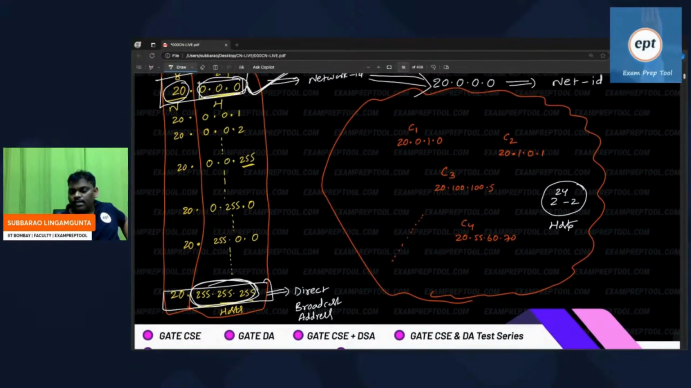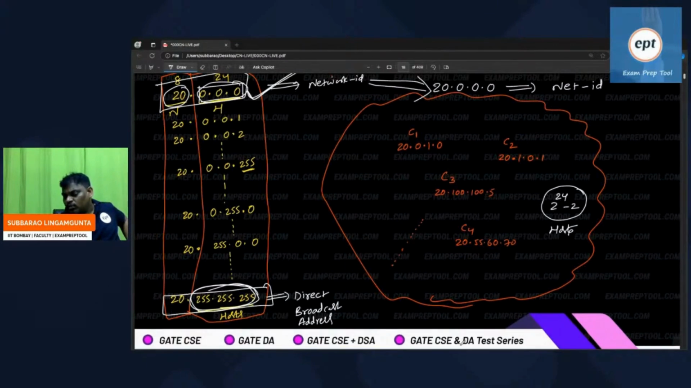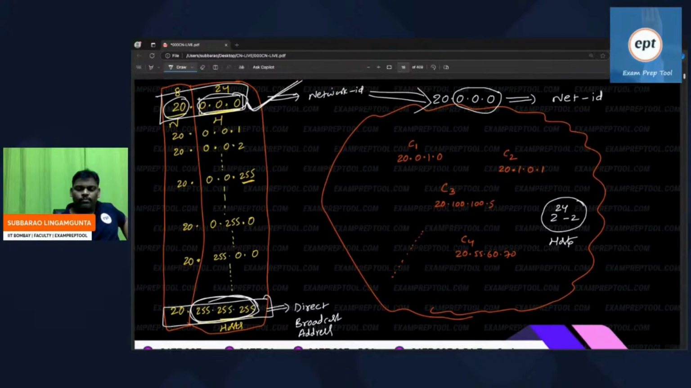So one class A network contains 2 power 24 IP addresses. Out of them, 2 power 24 minus 2 I give to computers. 2 addresses I cannot give. Right? First address, host part all zeros, is going to be the network ID. Host part all ones is the broadcast address. We will see afterwards.